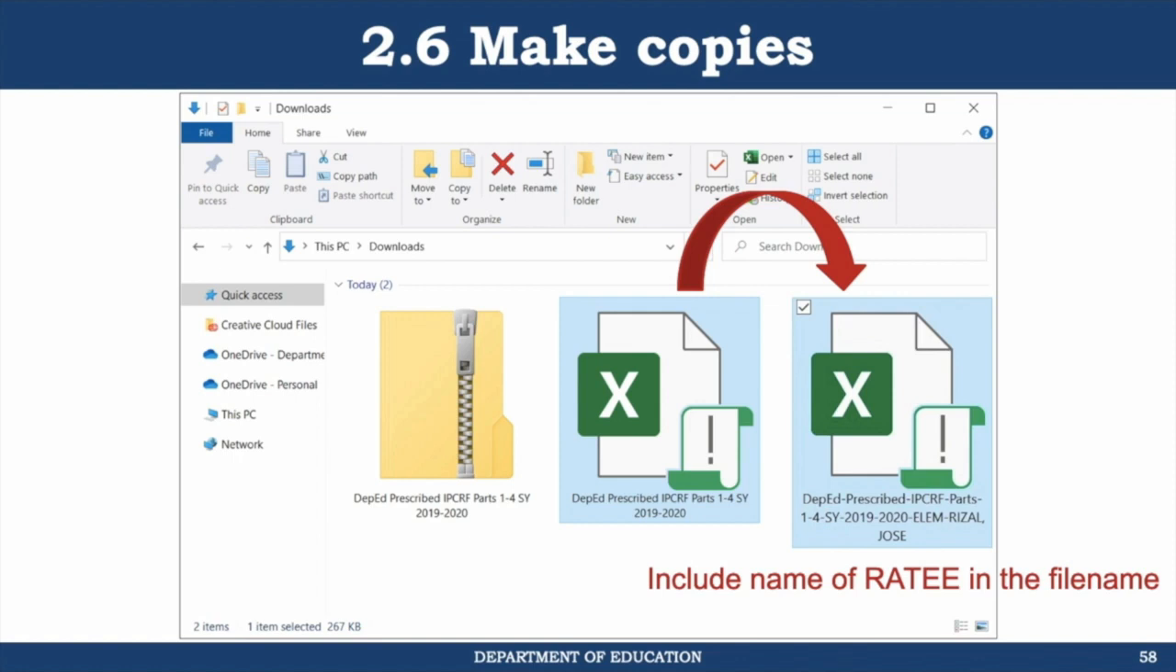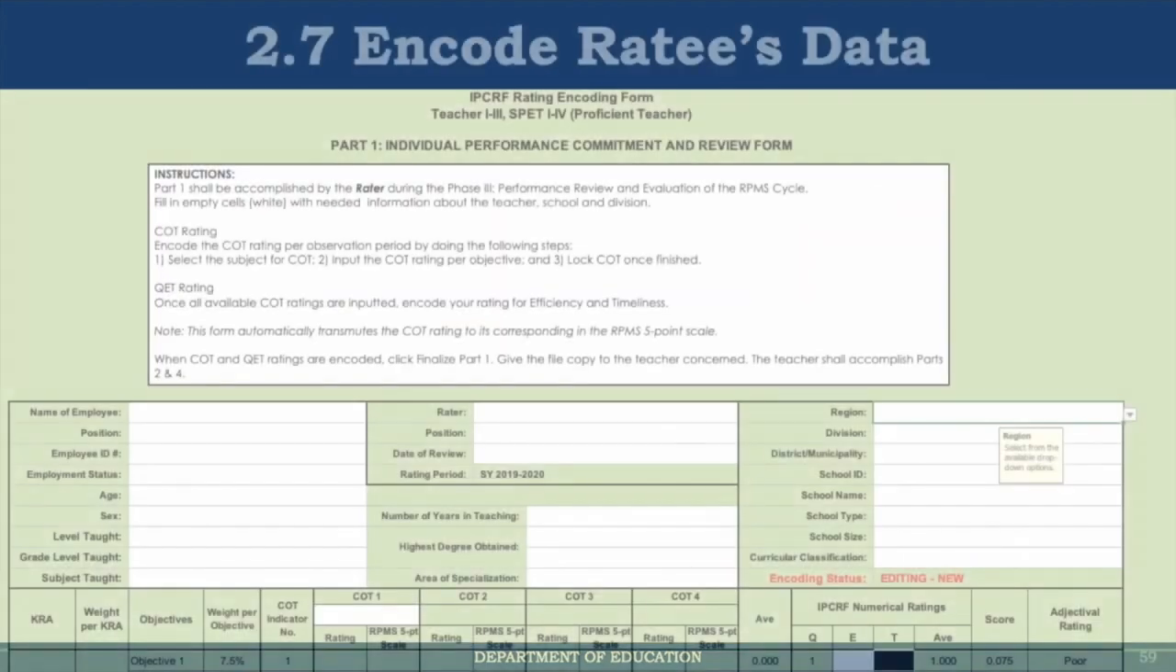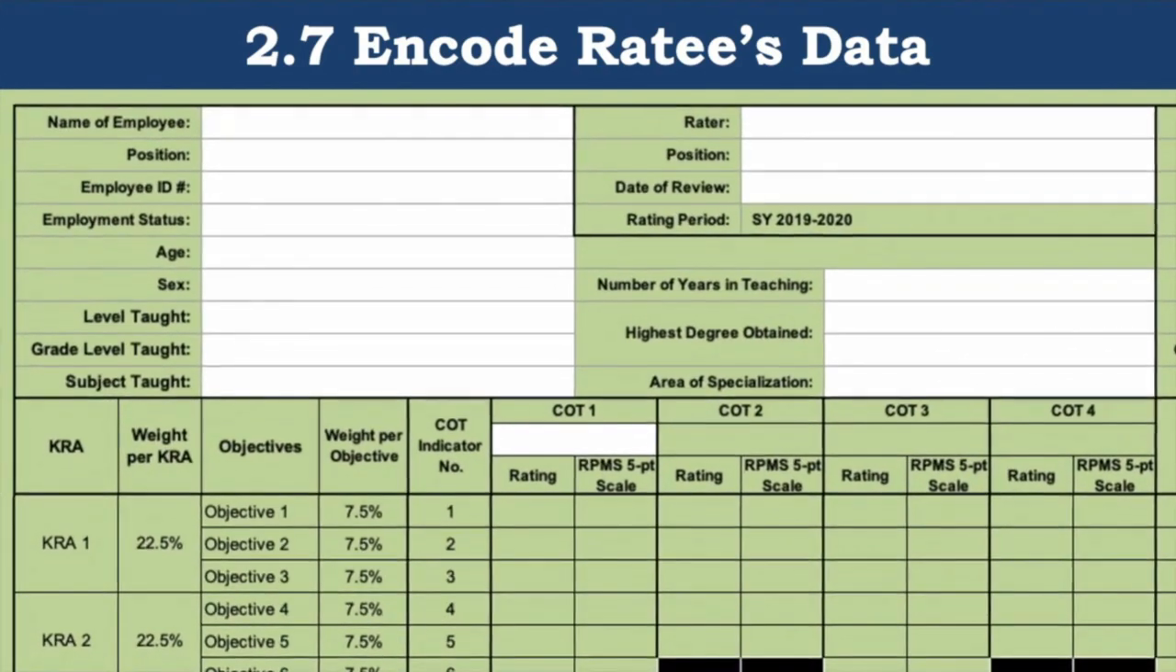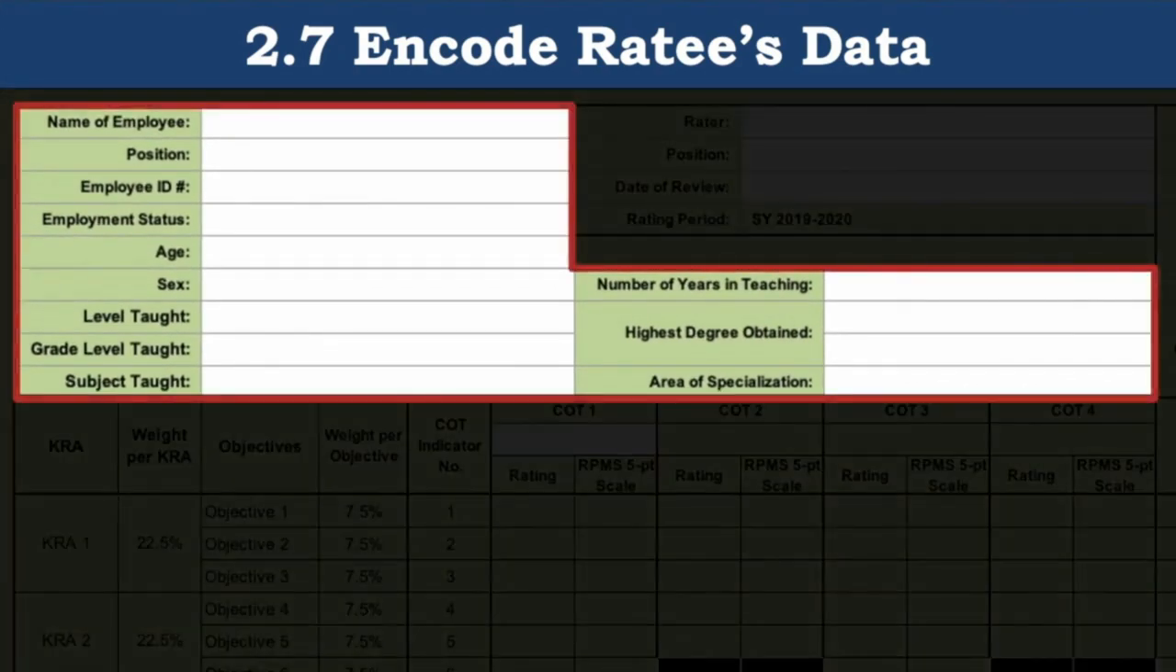Then I will open that file. Now, don't forget to enable editing and enable macros for this step. You need to do that every time you open the IPCRF tool. Now let's proceed to the next step, encoding the ratee's data. Here are the fields that you need to accomplish.